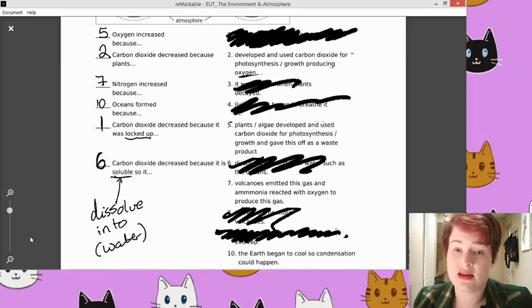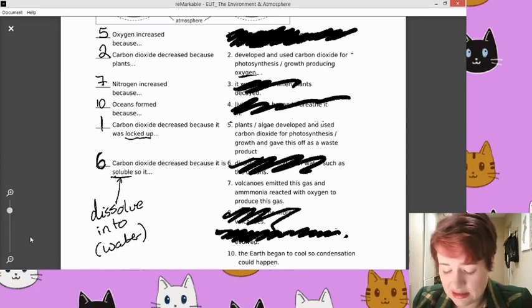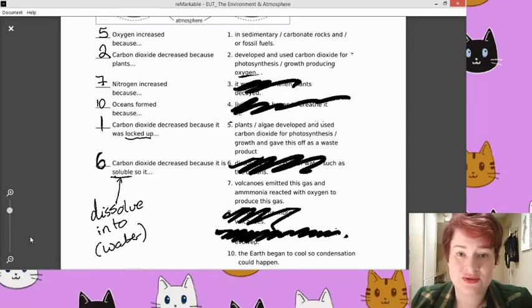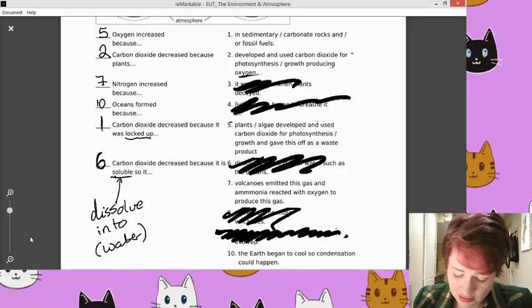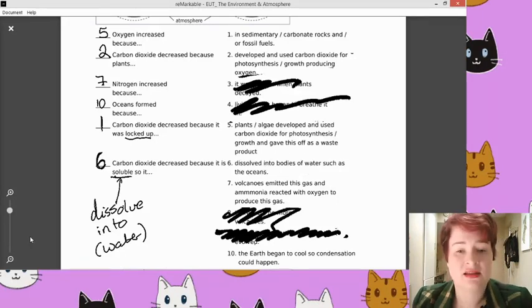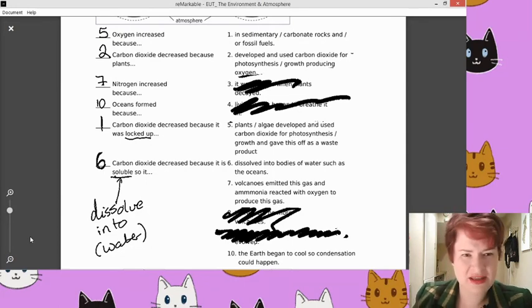Oceans formed because the earth began to cool, so condensation could happen. Carbon dioxide decreased because it was locked up in sedimentary slash carbonate rocks and or fossil fuels. And carbon dioxide decreased because it is soluble, so it dissolved into bodies of water, such as the oceans. Okay, so that is a little bit of the carbon cycle, but also how the atmosphere has changed over time.